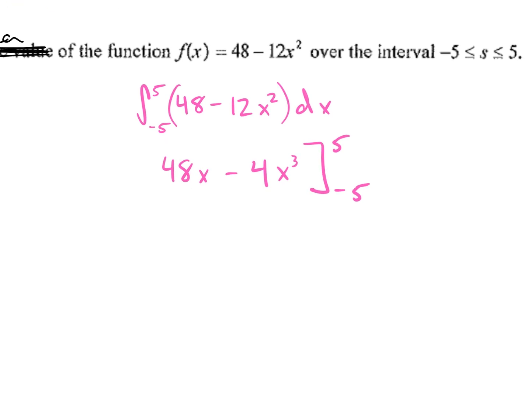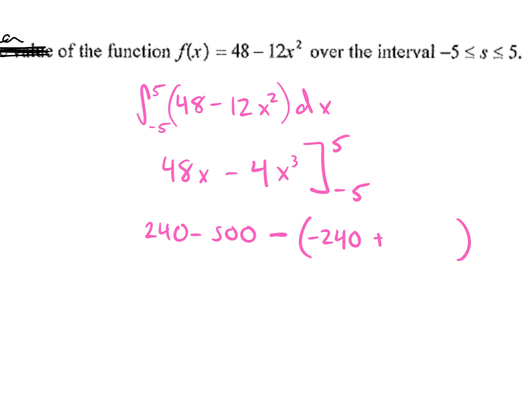So then we'd want to plug in 5 first. 48 times 5 would be 240, minus 5 to the 3rd power would be 125 times 4 would be 500. Minus, when we plug in -5, we would get -240. Then we have -4 times -125, which would be positive 500.